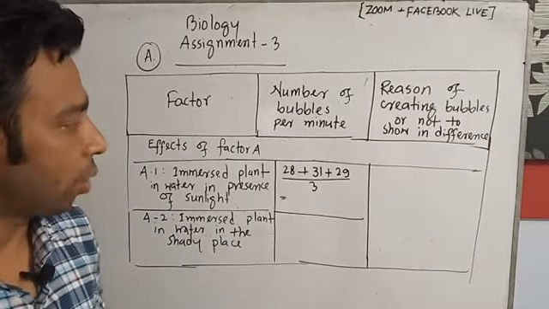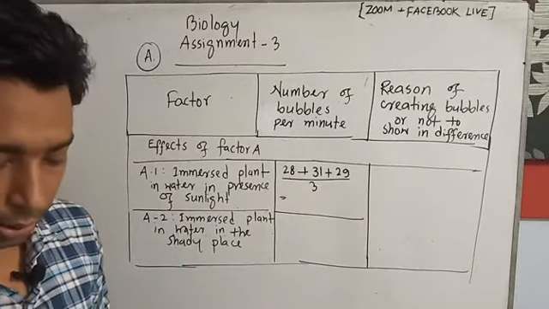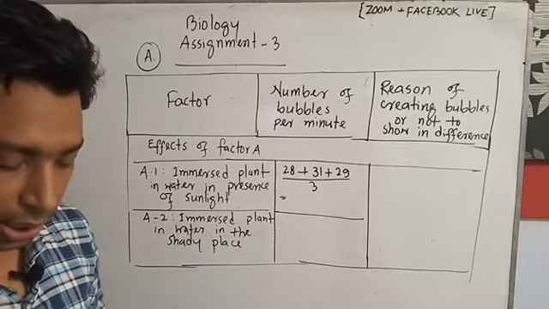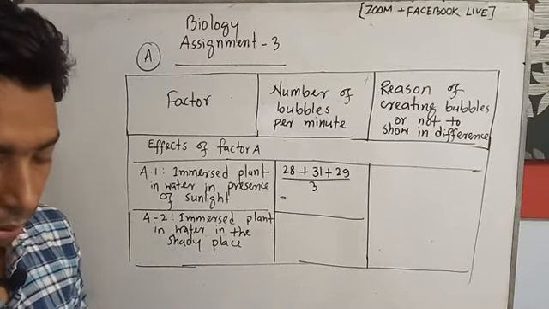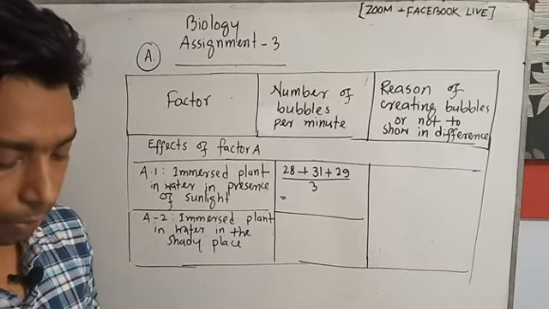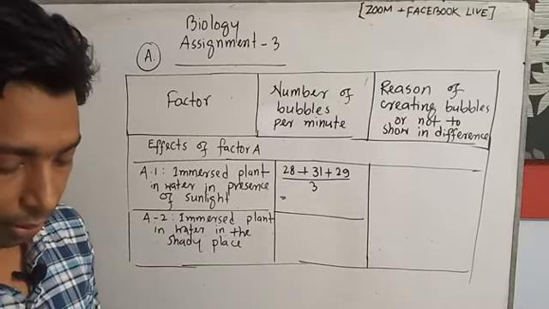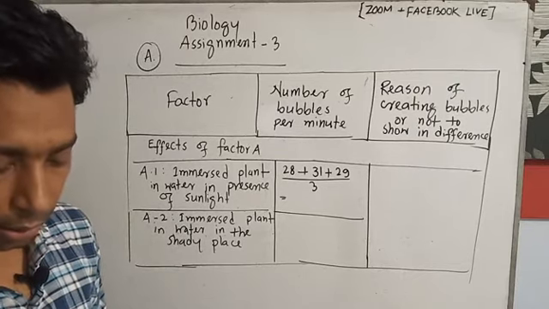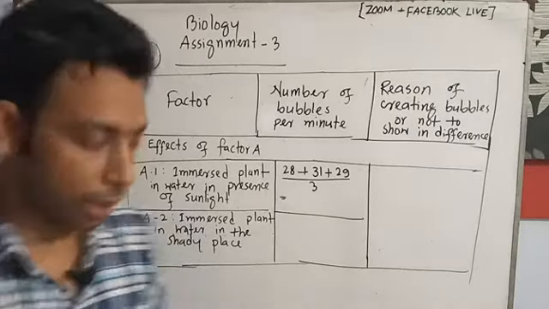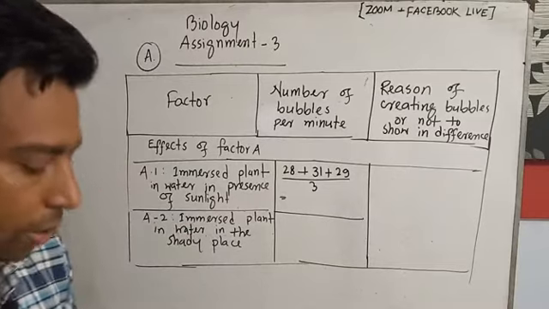Average 68, how 68? Divided by 3: 28 plus 31 plus 29, divided by 3. It is 29.33. Yes, yes.